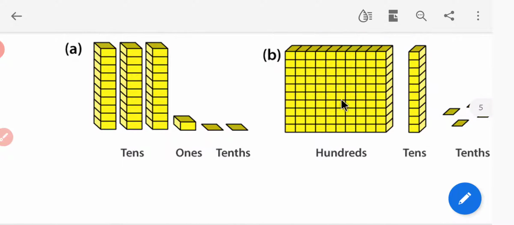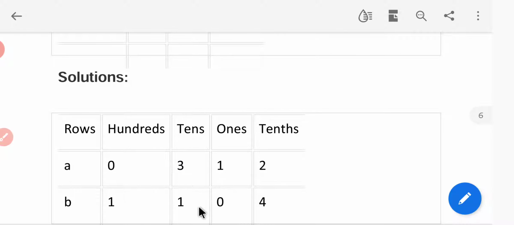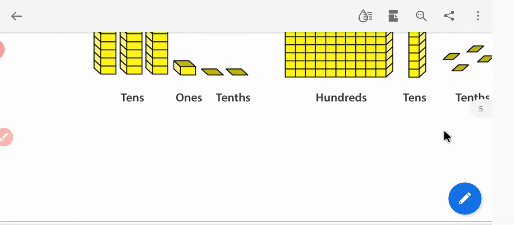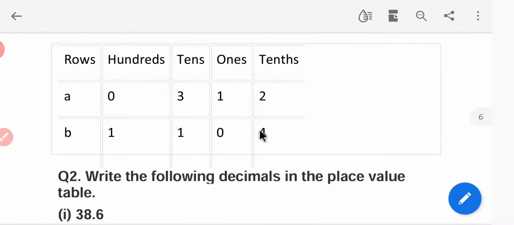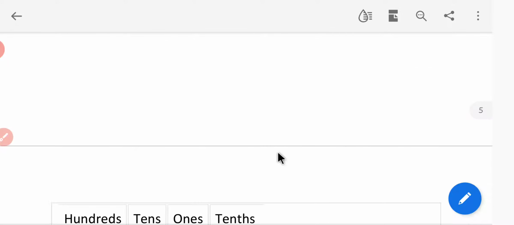Same in second one, hundreds. How many blocks of 100 is given? Only 1. Tens also 1. And for tenth, it's given how many? 4. So in place of 100 write here 1, tens 1, ones, and there is no any blocks of ones given. यहाँ पर वंस का कोई ब्लॉक नहीं दिया है, इसलिए यहाँ पर क्या आएगा 0. और टेंथ के 4 ब्लॉक्स दिए, तो यहाँ पर लिखना है हमें 4. Like this, only using this number of blocks you have to fill this table.